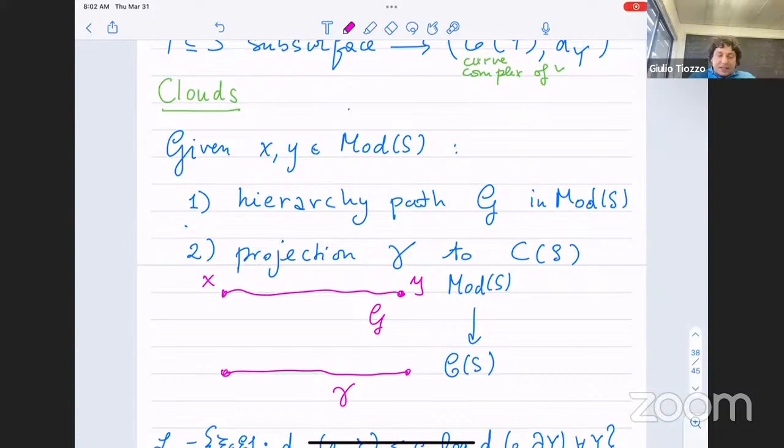And what's nice is that in the end, we're going to be able to control this random walk on the mapping class group by controlling all the projections. And in particular, we control the projection to the curve complex of the whole surface, so C of S will be the most important part, will be the driving force.